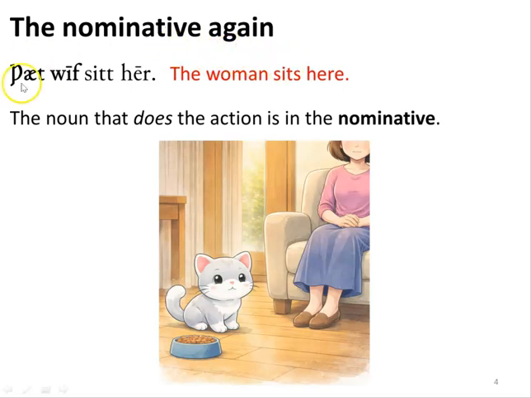Okay, let's look at the nominative again. Thæt wīf sitter here. The woman sits here. The noun that does the action is in the nominative, so in this case, the wīf. And notice the demonstrative out front, thæt, the.